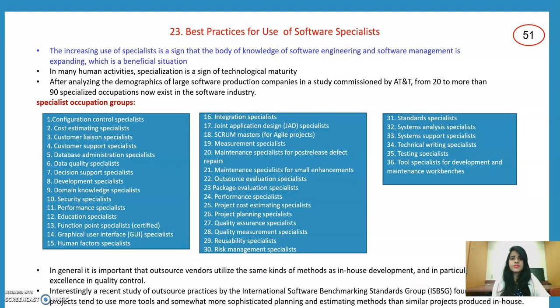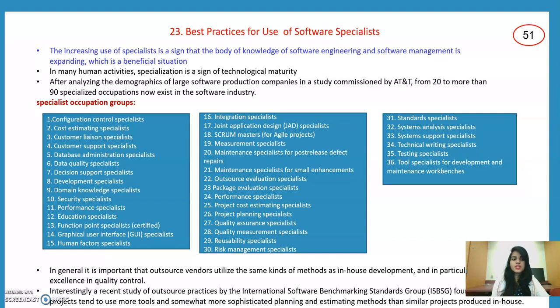And this one is the best practice use of software specialists. The increasing use of software specialists is a sign that the body of knowledge of software engineering and software management is expanding, which is a beneficial situation. And we have many different special occupation groups, like configuration control specialist, cost estimating specialist, customer liaison specialist, and customer support specialist.